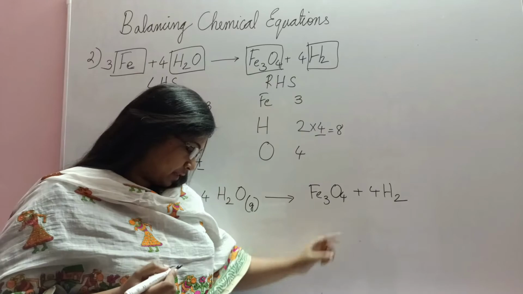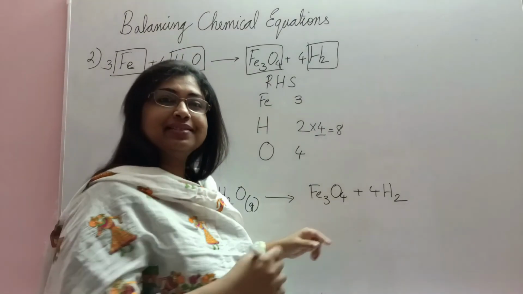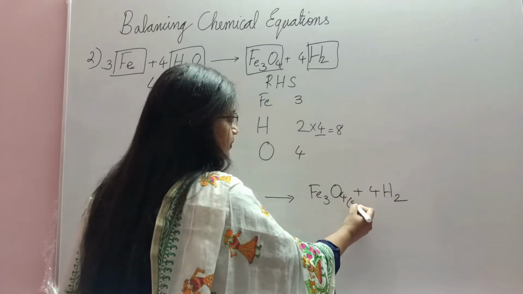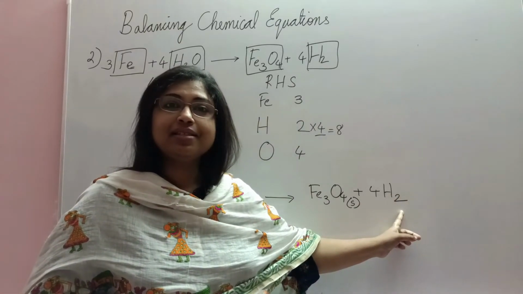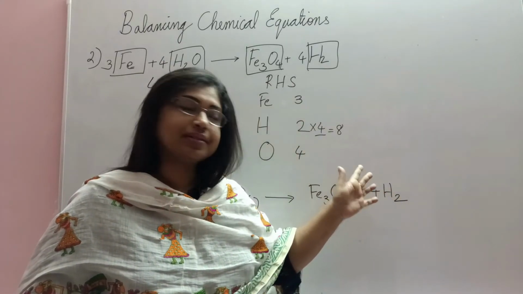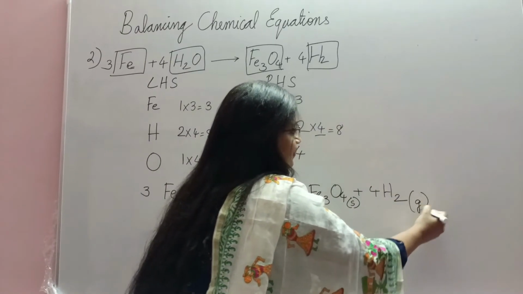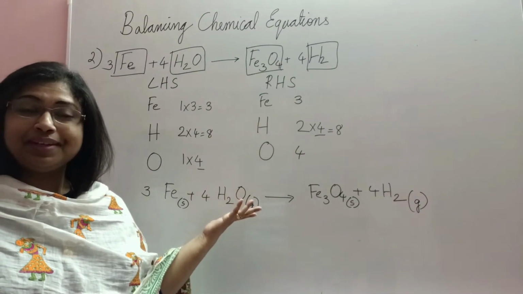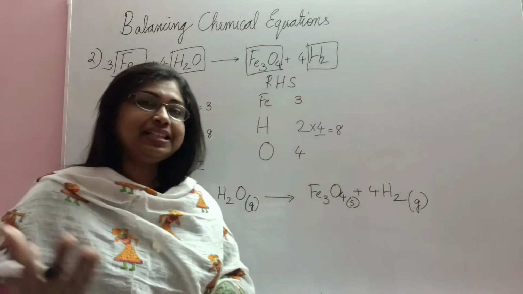Now comes Fe3O4, iron oxide. This is a solid. Oxides of iron are always solids. Okay, so this is a solid. Now what about hydrogen? Hydrogen gas is released when a metal reacts with water. So this is a gas. Now our equation is perfect. It is balanced. Let us discuss another one.